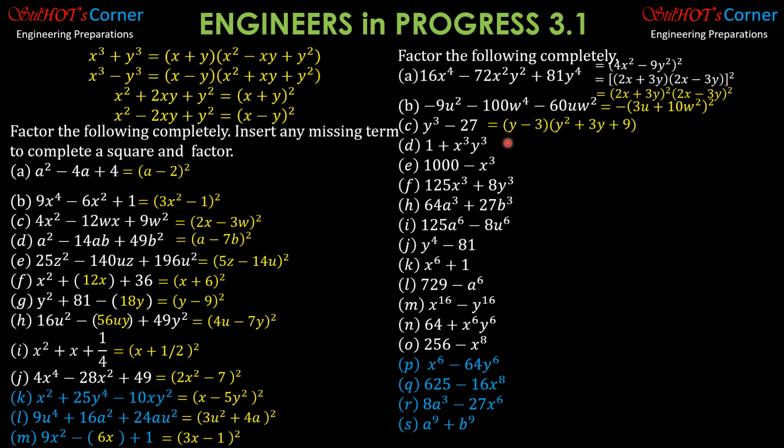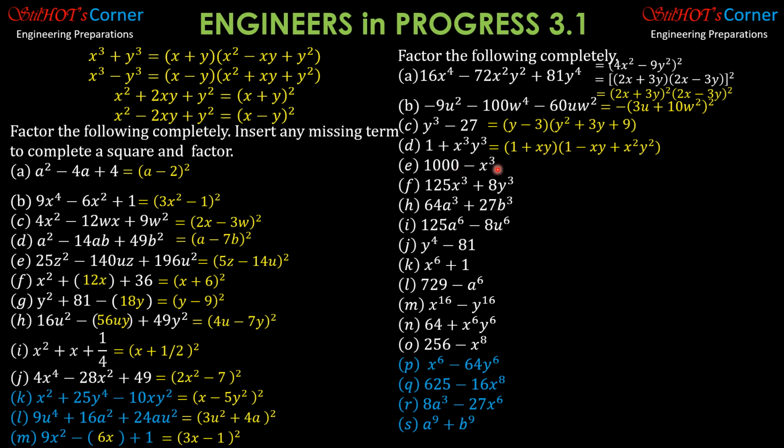This is again a sum of two cubes, 1³ + (xy)³. The first factor is (1 + xy), then the second factor consists of trinomial terms, so three terms. The first is the square of 1, which is 1. The second is minus the product, so minus xy. And the last one is the square of xy, which is x²y². So therefore, this is (1 + xy)(1 − xy + x²y²).